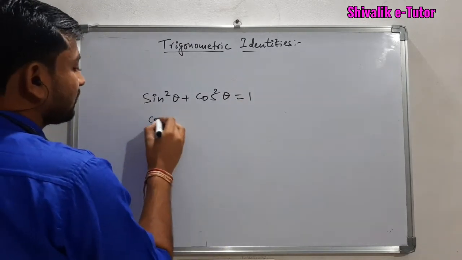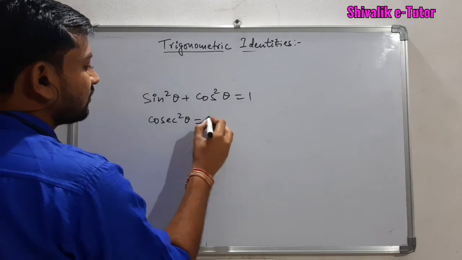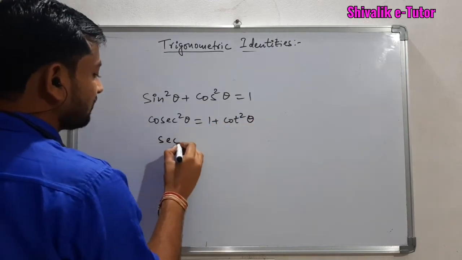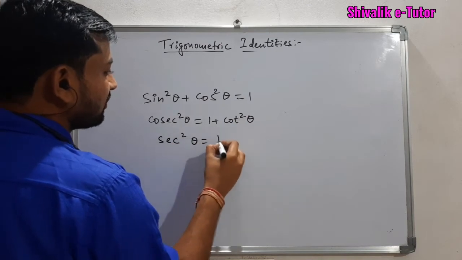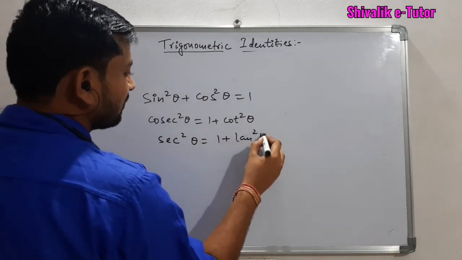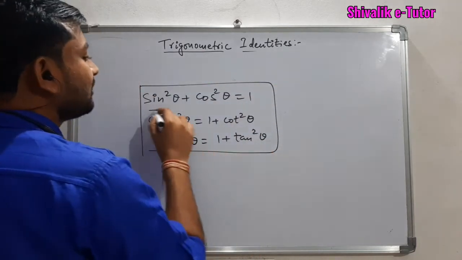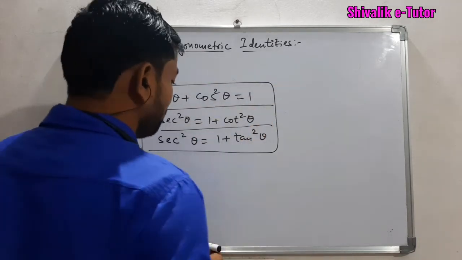Second identity was cosec square theta is equal to 1 plus cot square theta, and the third one was sec square theta is 1 plus tan square theta. These are the three trigonometric identities which we will be using to prove certain results.